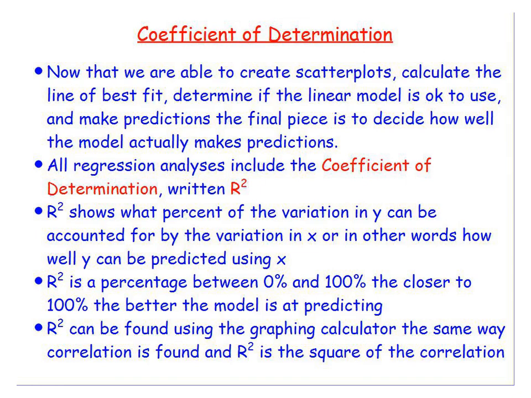So all regression analysis include what's called the coefficient of determination, also written as R squared. So coefficient of determination, and the notation is R squared. R squared shows what percent of the variation in Y can be accounted for by the variation in X. Or in other words, how well Y can be predicted using your X. So if there's a lot of change in Y, but that change is because you're changing the X values, then that means that your model is good at predicting.